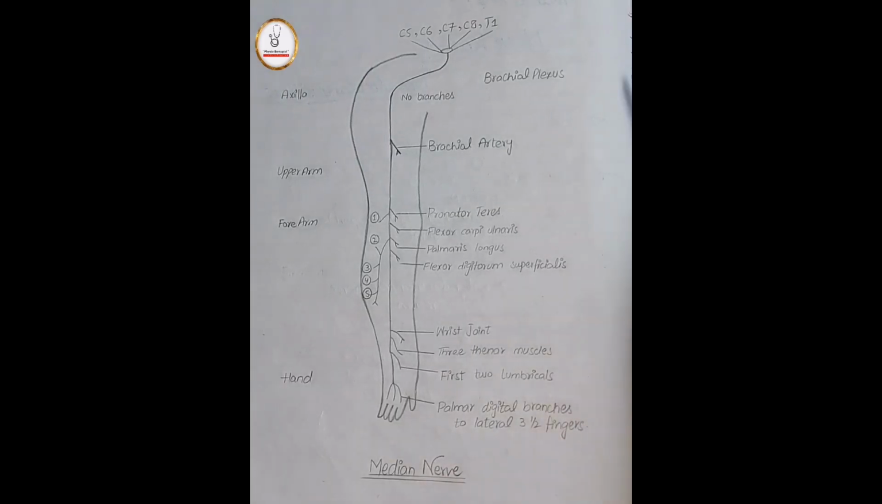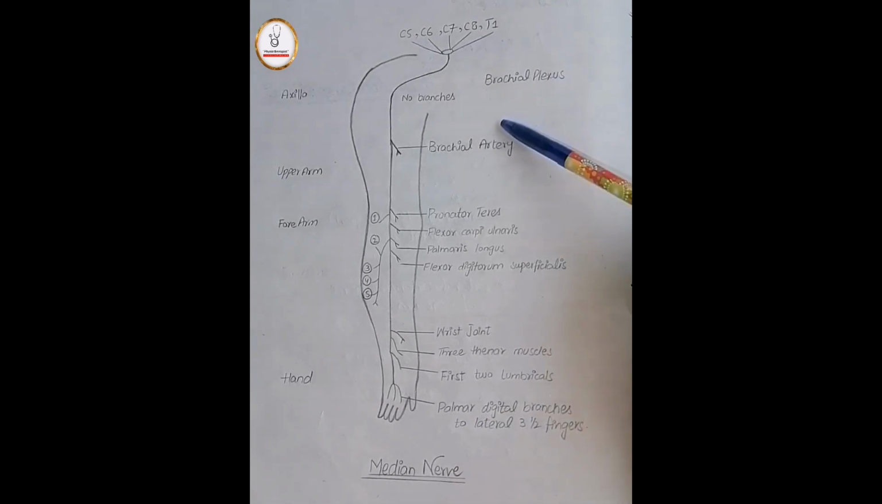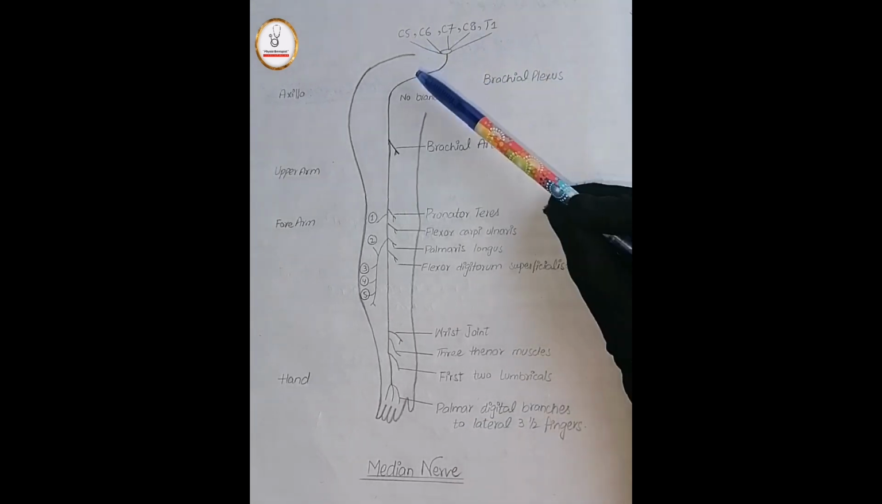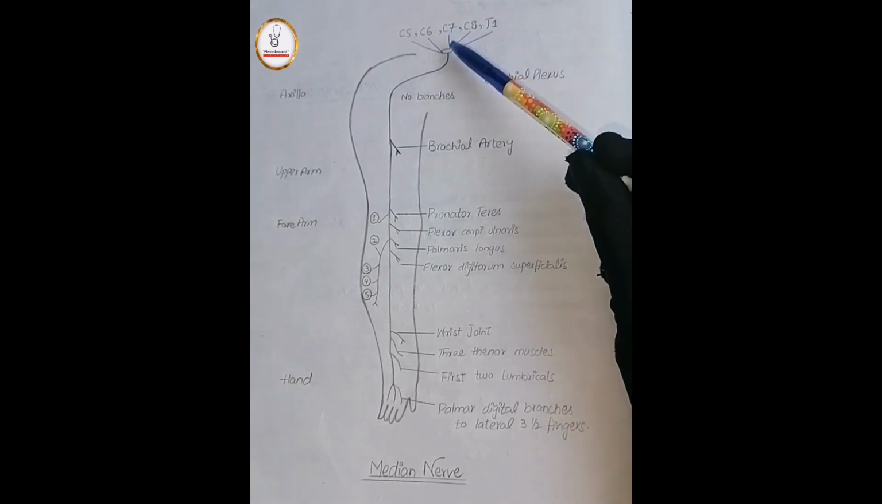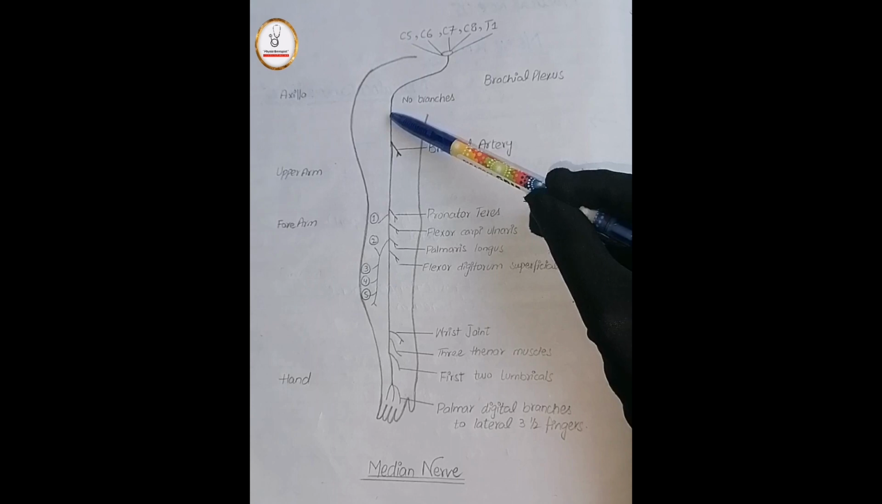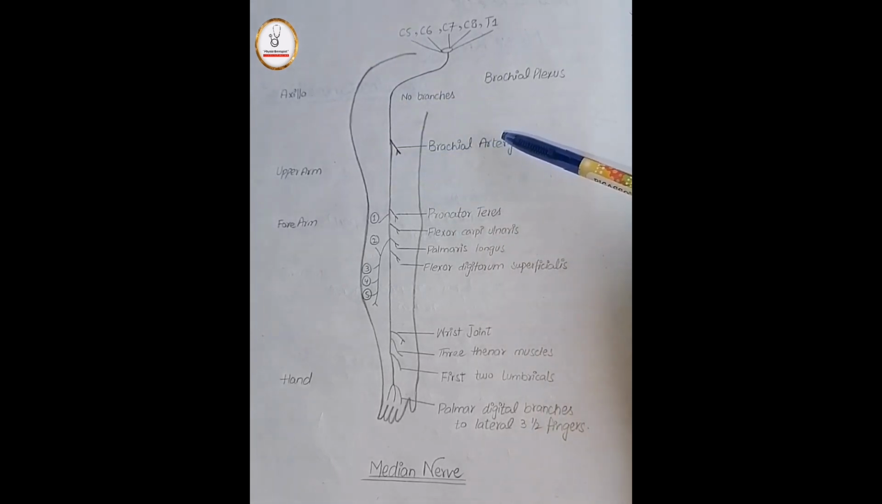In this video, we are going to discuss the nerve root of the median nerve. So let's start. The median nerve arises from C5, C6, C7, C8 and T1. Then it gives no branches in the axilla and brachial plexus. In the upper arm, it gives supply to the brachial artery.